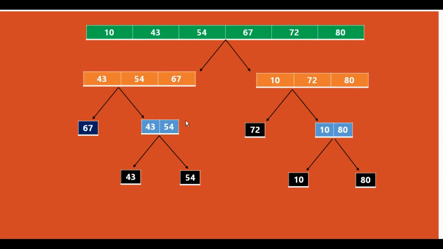So similarly, I've applied a similar technique here. After merging 43, 54, 67 and 10, 72 and 80, I am finally getting my final array, my parent array, which is now sorted.